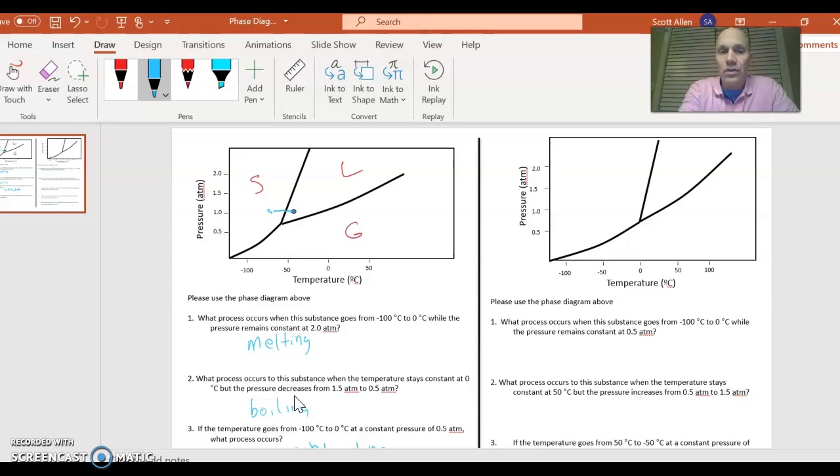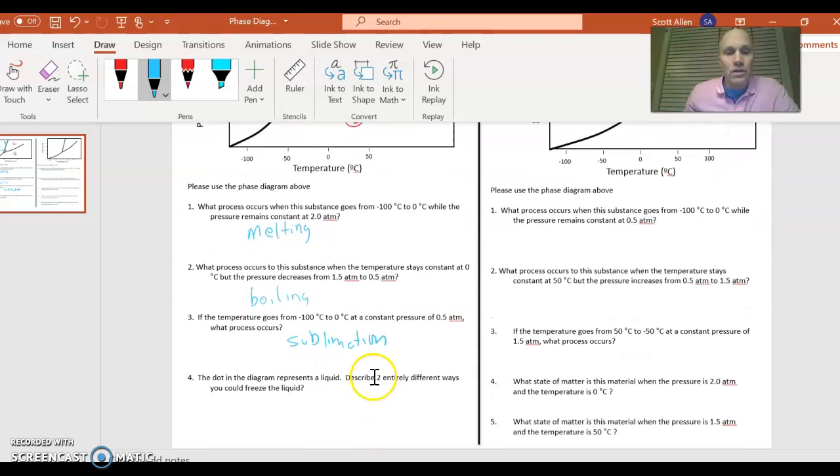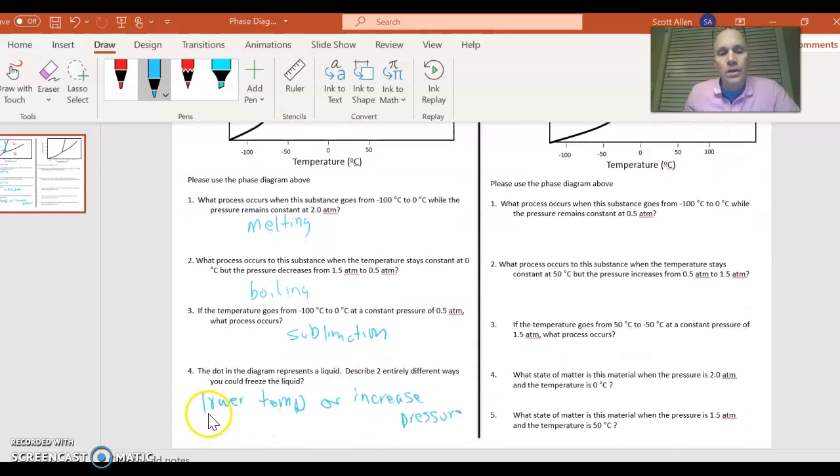But another way that you could freeze this liquid that has nothing to do with temperature: keep the temperature the same, and all you have to do is increase the pressure on it. If all you do is increase the pressure on this material, it should turn from its liquid state to its solid state, and that would be considered freezing. So the answers would be to either lower the temperature or to increase the pressure.